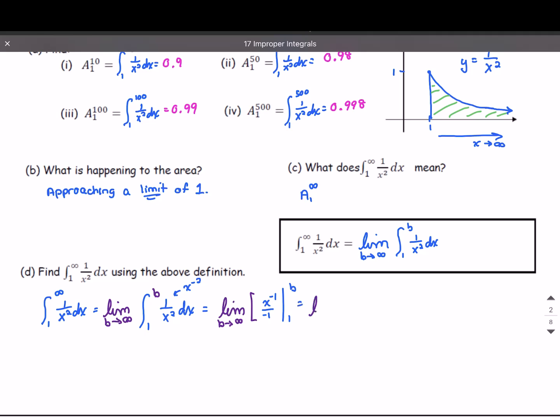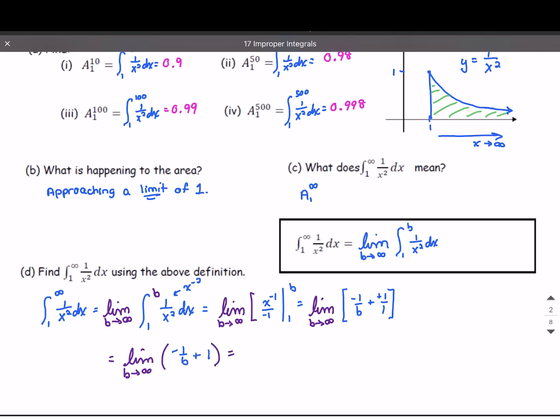So we still have this limit as b gets large without bound of, now if we substitute in the upper limit, we'll get negative 1 over b, minus, if we substitute in the lower limit, we're going to get negative 1 over 1. Now that minus a negative becomes plus a positive. So we are actually looking at here the limit as b approaches infinity of negative 1 over b plus 1.